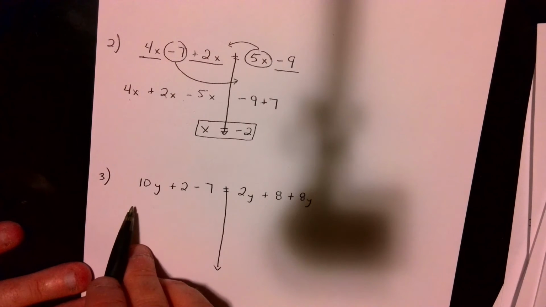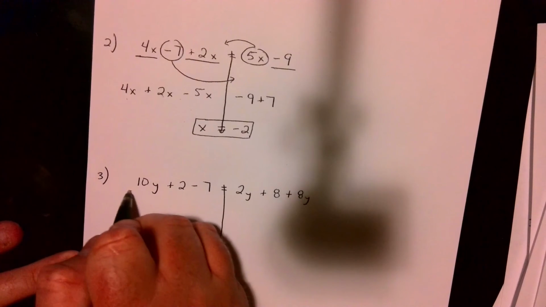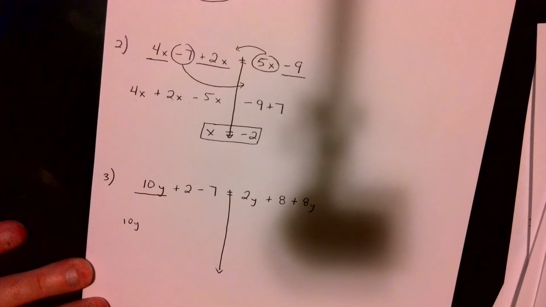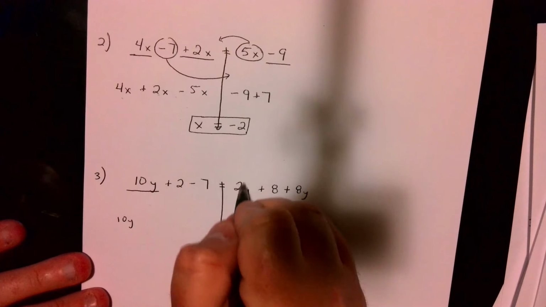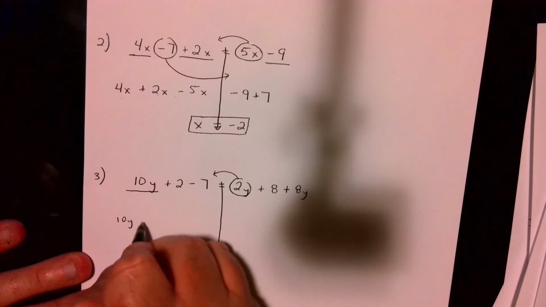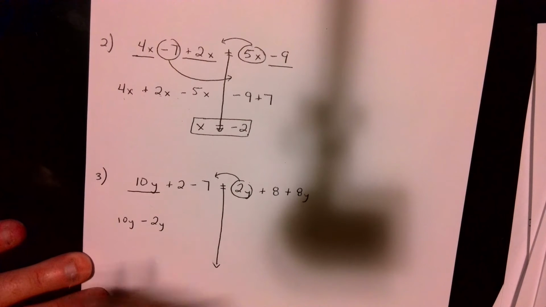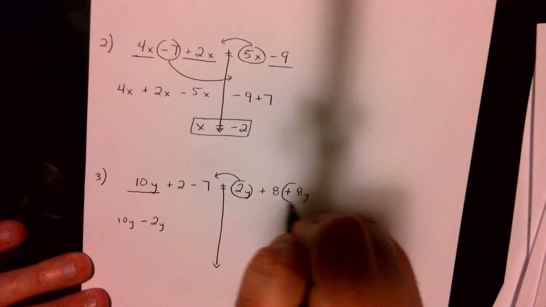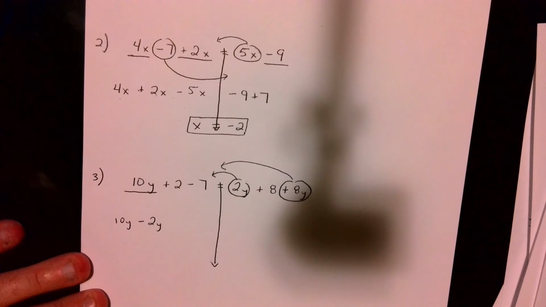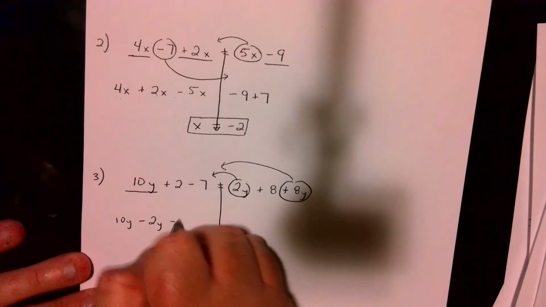Same thing, we need to move them to get them all together. So right now on this side, I currently have a 10y. We're just going to rewrite him right there. Over here, that's positive 2y. He's going to come across and change to a negative 2y. We also have a positive 8y clear down here. He needs to also come across. And he will change to a negative 8y.